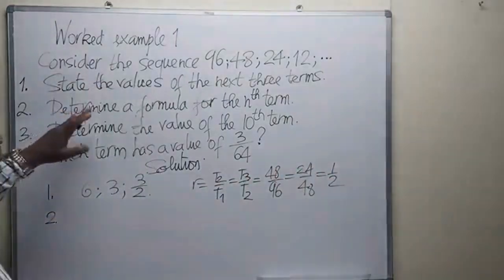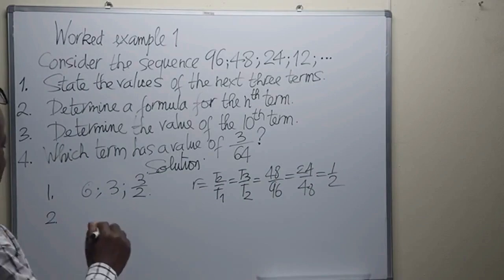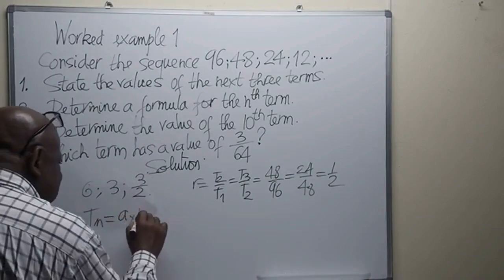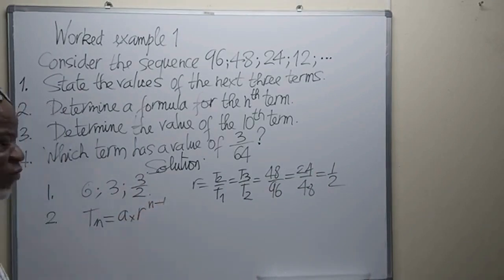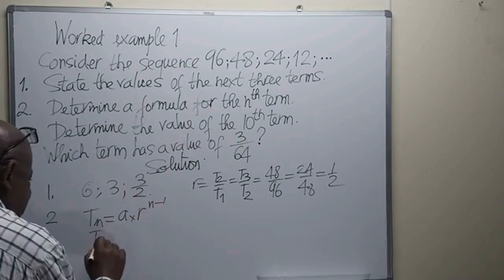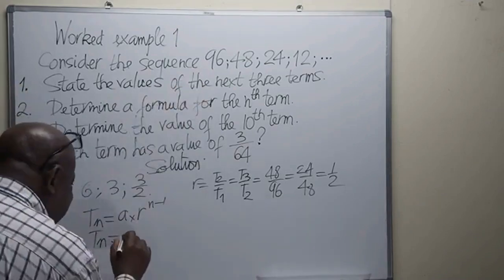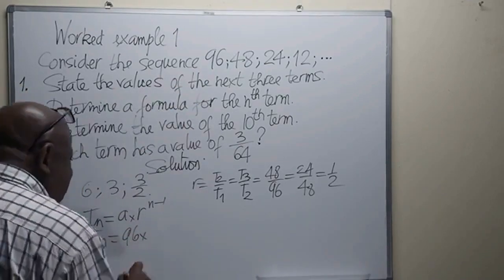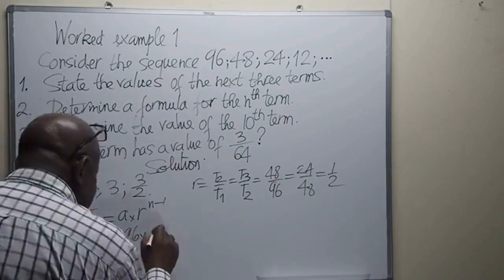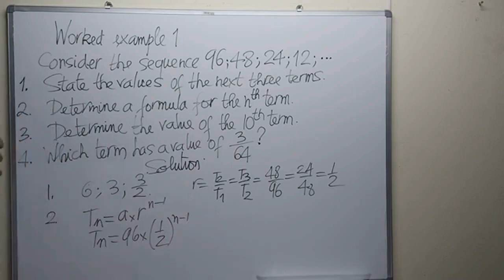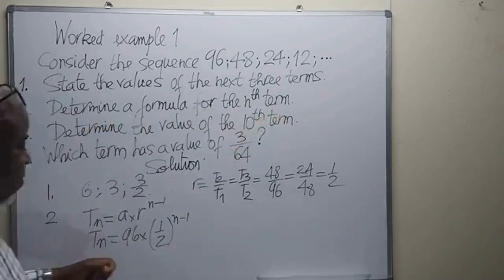So now, to determine the formula for the nth term, we're going to write Tn is equal to A times R to the power of n minus 1. Tn will be equal to the value of the first term, 96, multiplied by the common ratio, that is 1 over 2, to the power of n minus 1. So here's the formula for the nth term.